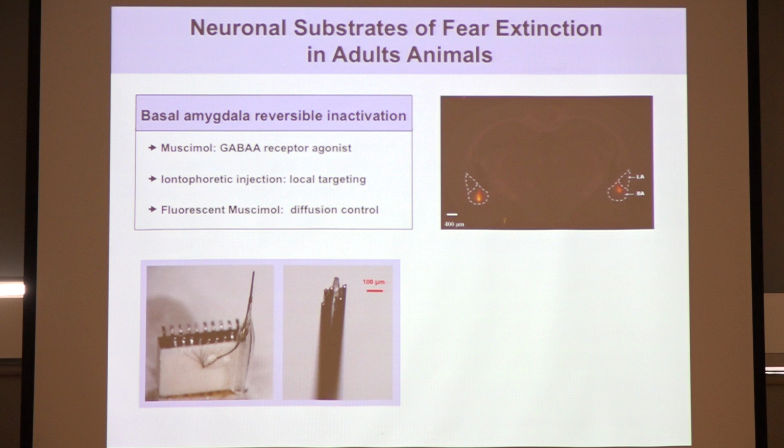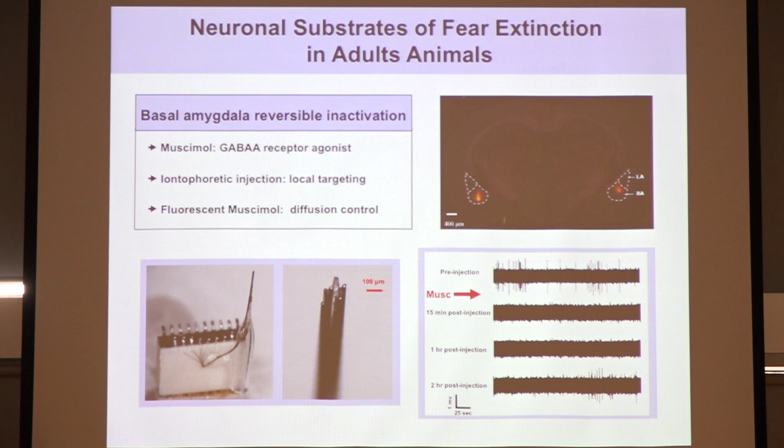And to do so, we used the following technique. We performed the iontophoretic injection with this device that we built. In fact, you have a glass pipette that was filled with muscimol, and around the tip of the pipette, we positioned some electrodes to record the activity of the neurons. And the first experiment we did was to evaluate whether the muscimol injection was inhibiting neuronal activity. And that's exactly what you see.